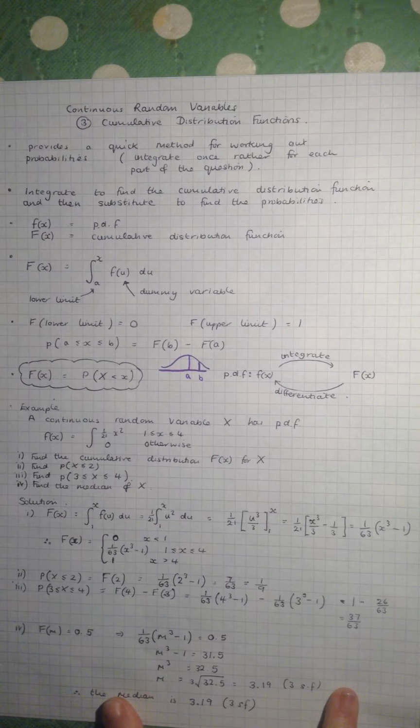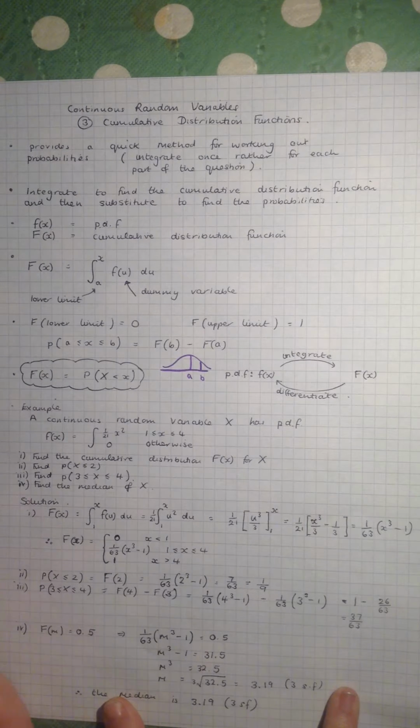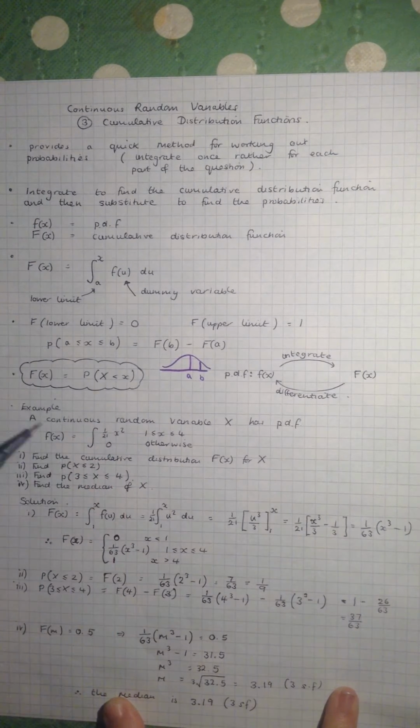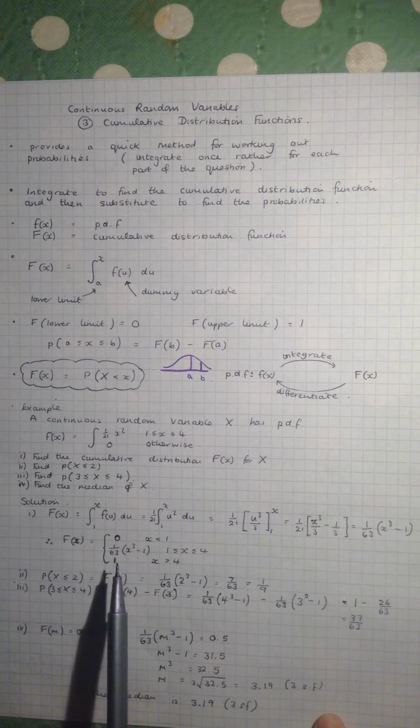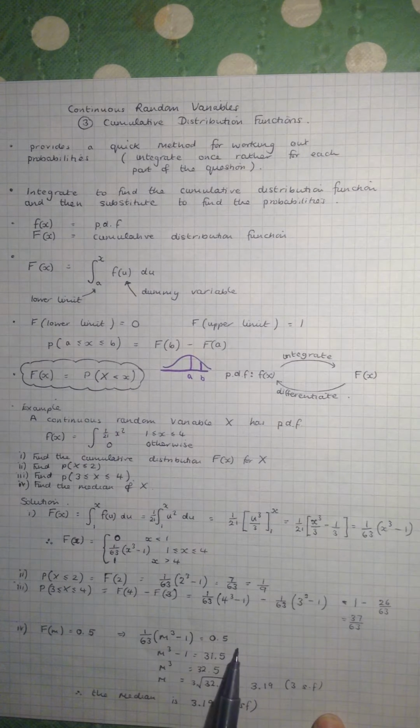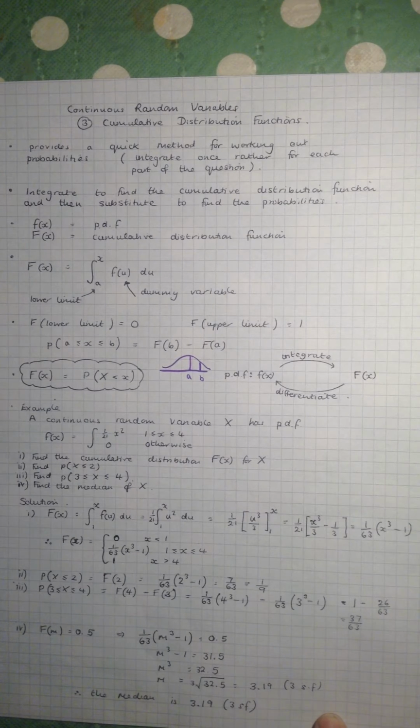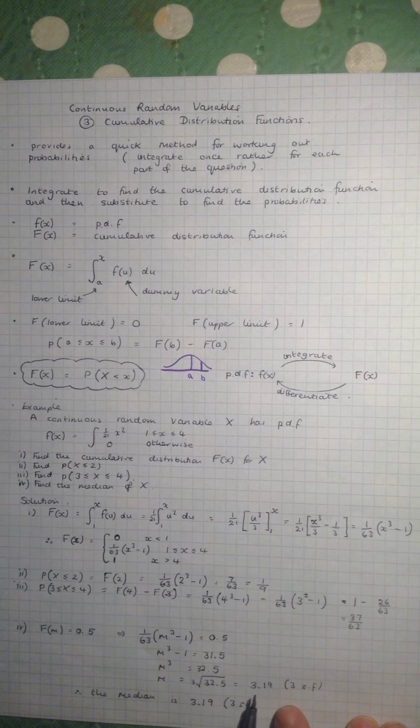To find the median, we just know that all the way up through the data we're finding the point where the probability is 0.5. So we know that F of m must equal 0.5. So all we do is solve when this is equal to 0.5. Solving that, we get m cubed is 32.5, so m is the cube root of 32.5, which is 3.19. At this point, it's always good to check that your answer actually lies within your range. Otherwise, there might be a slight problem, you might have gone wrong somewhere. So the median is 3.19 to 3 significant figures. That tells us that 3.19 is halfway through the probability distribution.